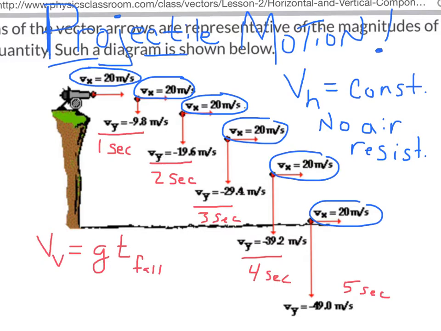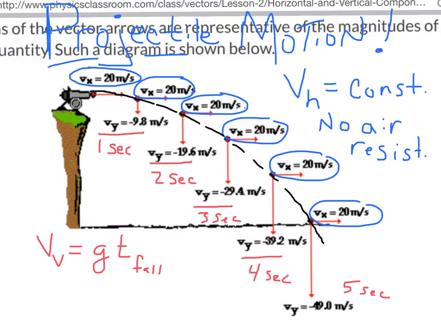What this is showing is that if you combine all of these, we get what's called a parabolic path. This parabolic path shows the actual path of the projectile as it goes through the air.